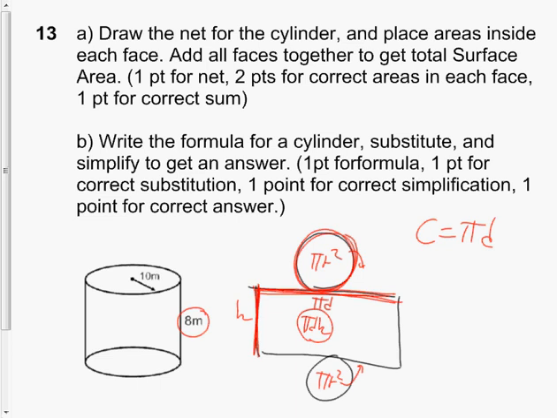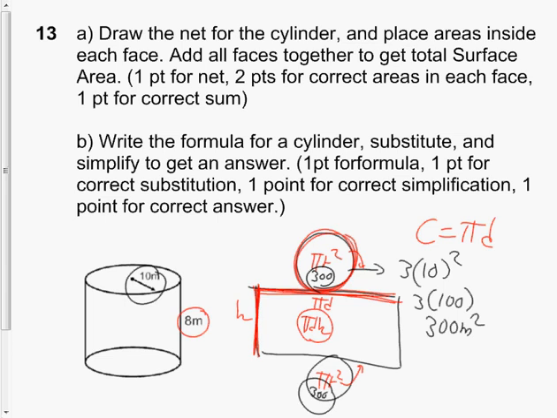So for the first one, pi r squared, we're going to treat pi as 3. So 3 multiplied by the radius, which is given to me there, which is 10, squared, will be 3 multiplied by 100. I have to do exponents first. And I have 300 meters squared is the area of that top circle. So I can put 300 in there and circle it. The bottom circle will also be 300.